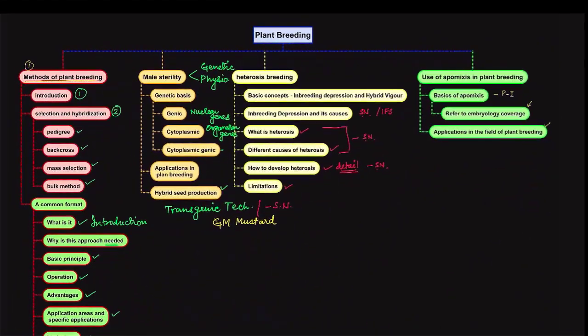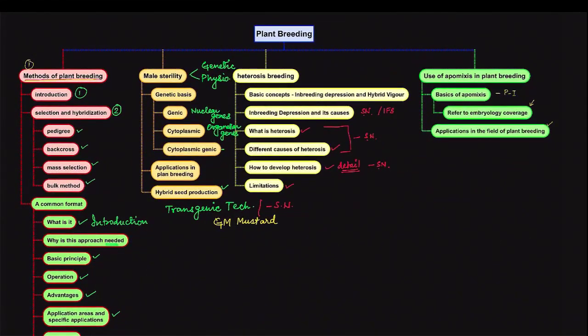So 4 important areas of plant breeding. Methods of plant breeding were introduction, selection and hybridization, and within that pedigree, backcross, mass selection and bulk method have to be covered. You will be studying male sterility, which has slight overlap with male sterility in genetics that you have to study. After that, you will do heterosis breeding, and finally apomixis in plant breeding.